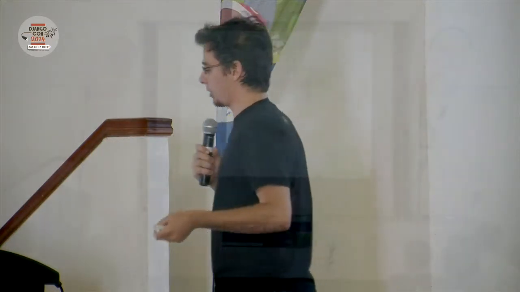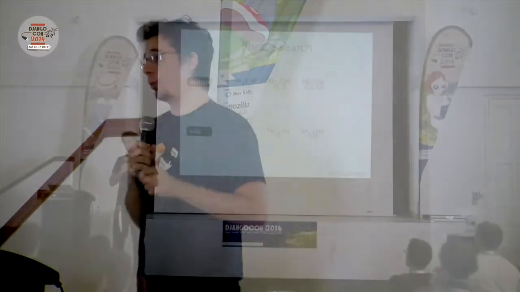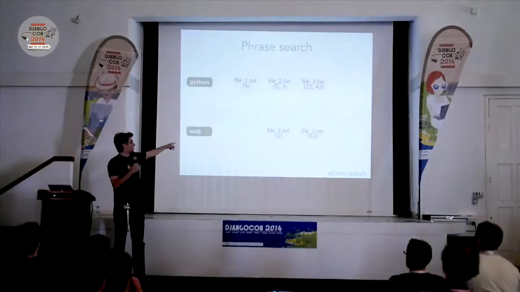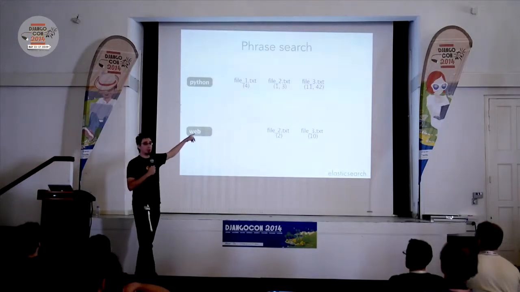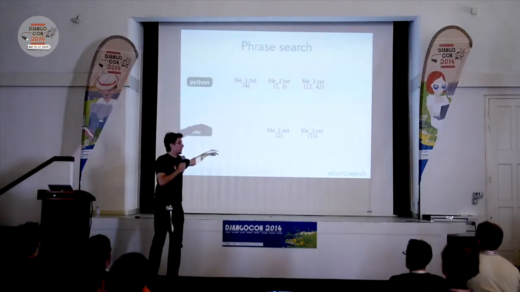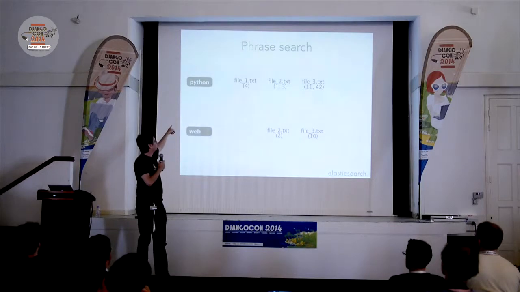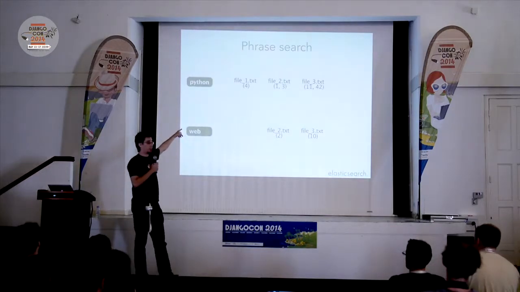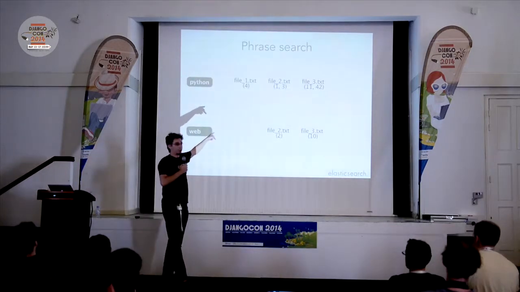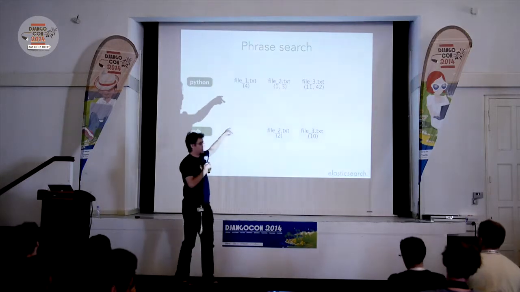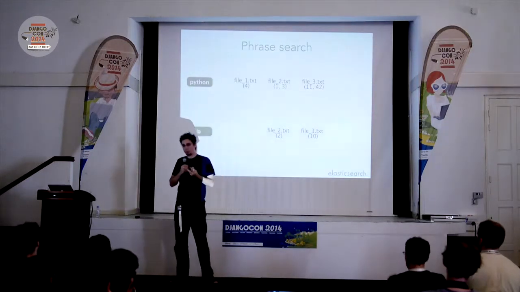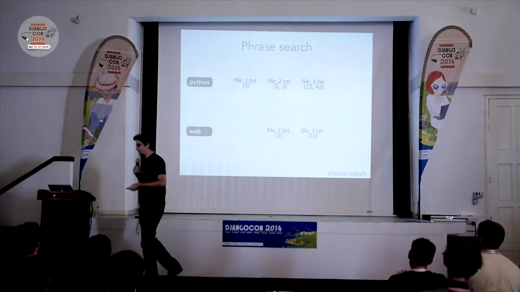So for more challenge, let's take a phrase. So let's do a phrase search. For that, all we need to do is add a position to the posting list. So here we say that Python is, in the file 1, is on the 4th position. It's the 4th word in that document. In file 2, it's twice there. It's the 1st and 3rd word, and so on and so forth.